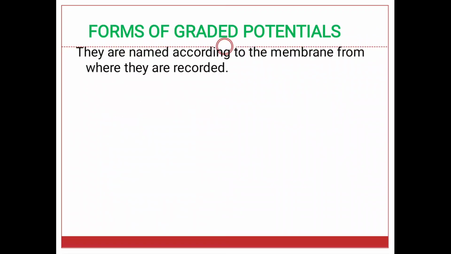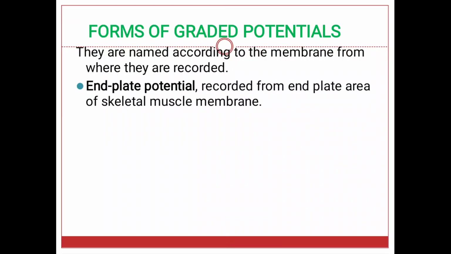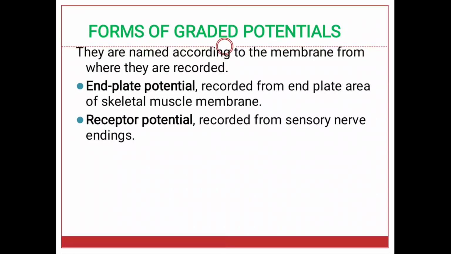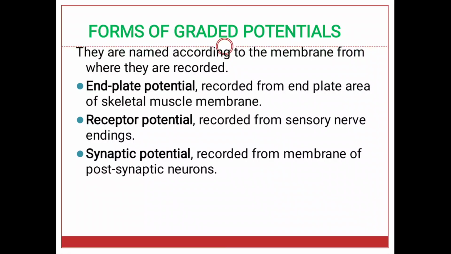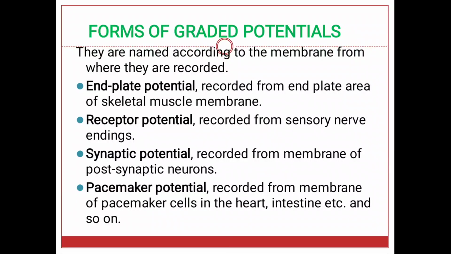What are the various forms of graded potential? They are named according to the membrane from where they are recorded. First, end plate potential, which is a type of graded potential recorded from the end plate area of the skeletal muscle membrane. Second, receptor potential, which is recorded from sensory nerve endings. Third, synaptic potential is a type of graded potential which is recorded from the membrane of postsynaptic neurons. And last, pacemaker potential, which is recorded from the membrane of pacemaker cells in the heart, intestine, etc., and so on.